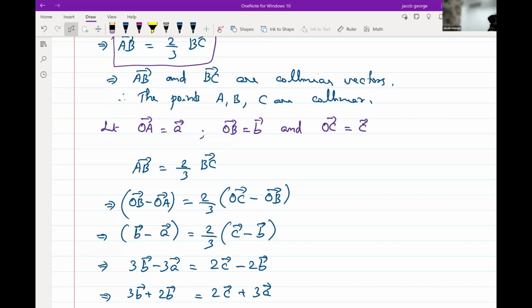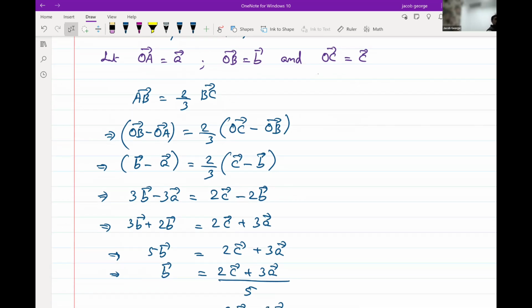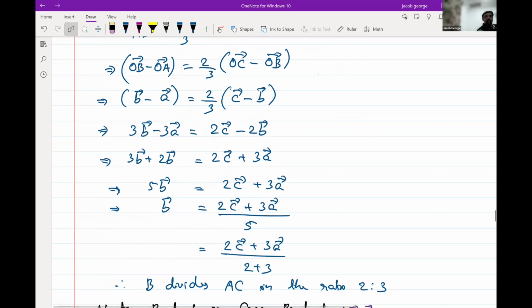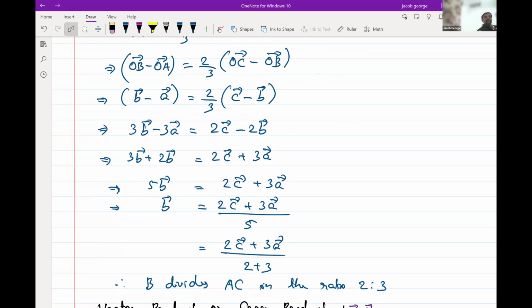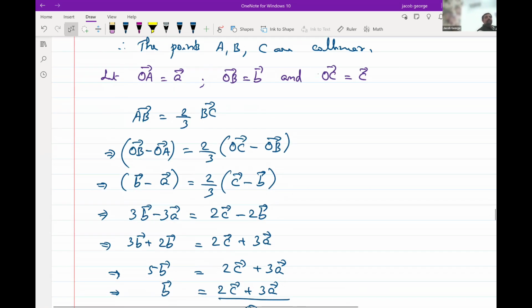Then we have to collect B vector on one side to get that section formula form. So how did I get B vector is equal to 2 times C vector plus 3 times A vector by 5. And from there, can you say what will be the ratio? Ratio is 2:3. So B divides AC in the ratio 2:3. This is the vector form, section formula, vector form. Like this, using vectors, if it is specified, we will do this particular form.